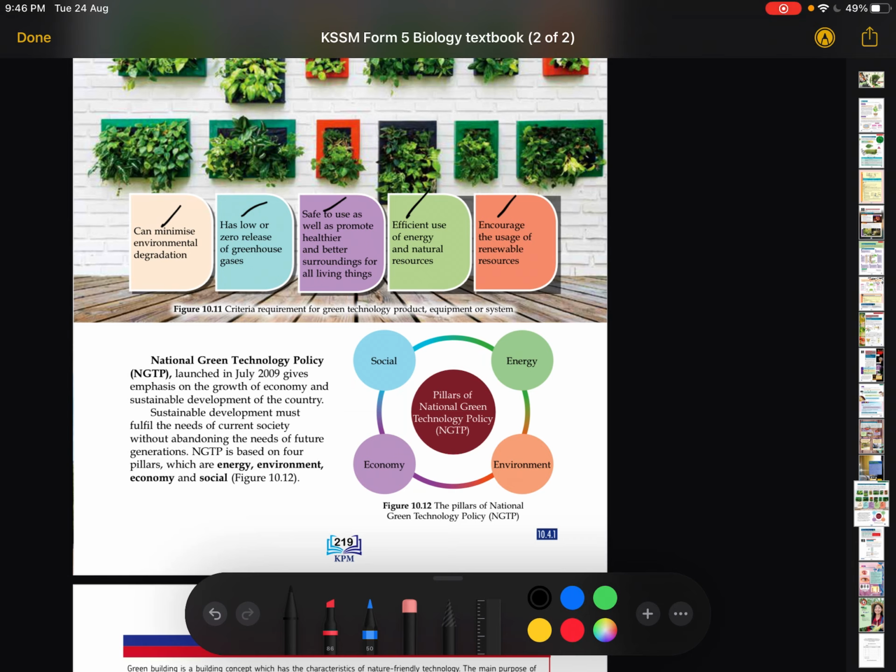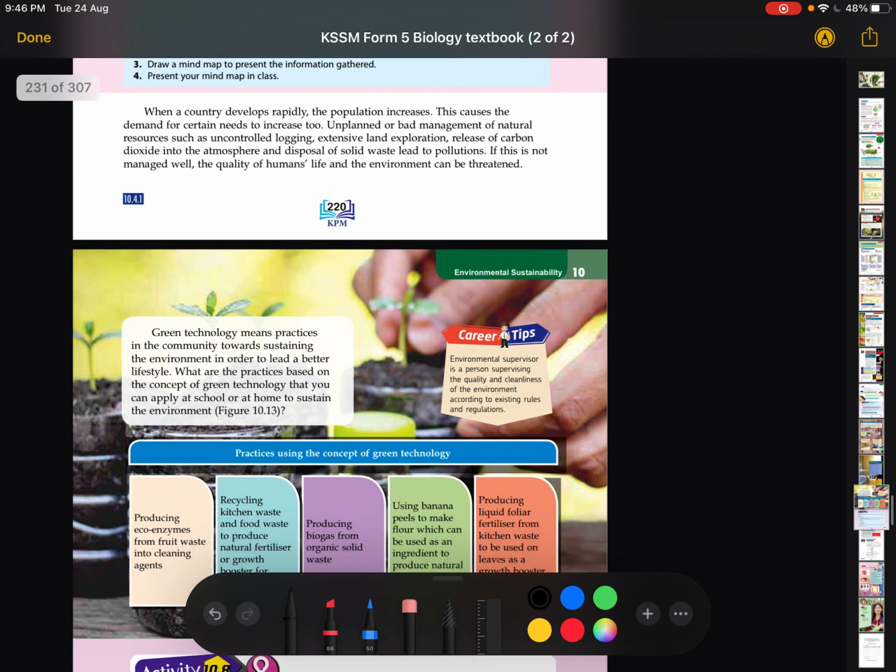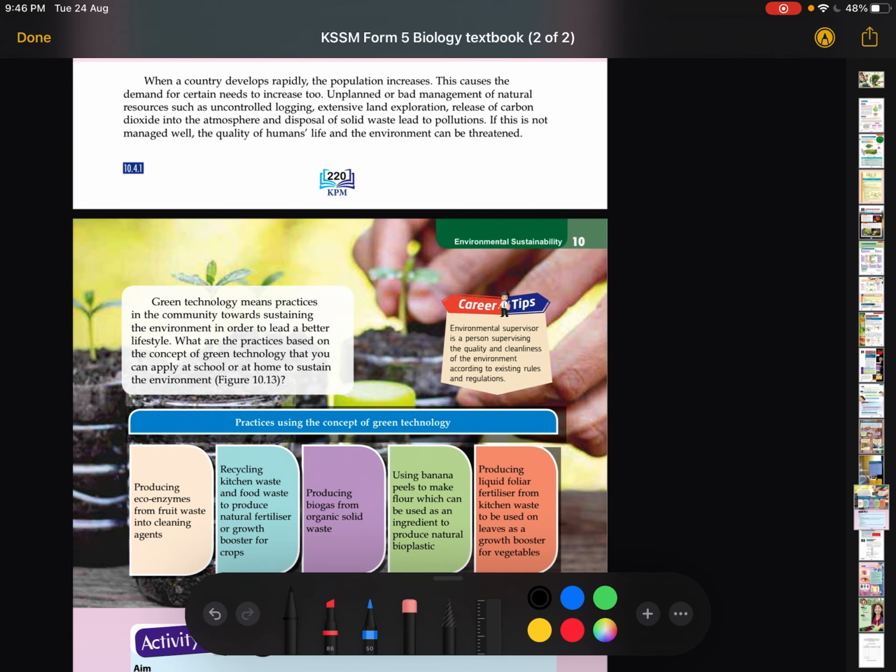So the NGTP, I don't know if it'll come out, but I think it'll come in like objective. It is based on 4 things: energy, environment, social economy. So SEEE: energy, environment, social, economy.